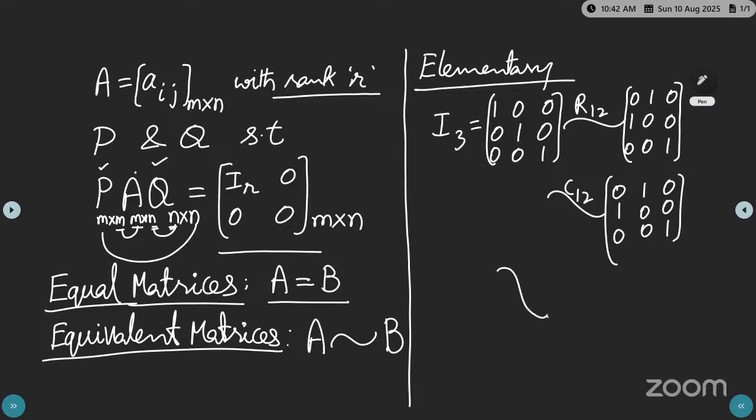Next, R1 plus KR2. Whatever first we have written, in that row only you have to do the transformation. So R1 plus KR2: there 1 plus K into 0, that is 1. 0 plus K into 1, K. 0 0 1 0 0 0 1.